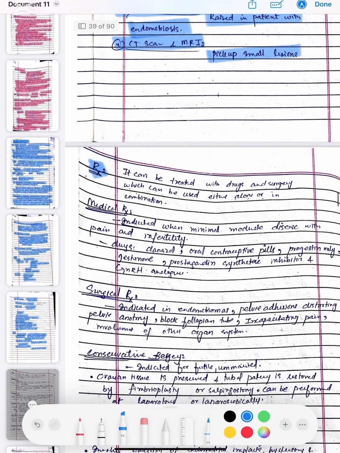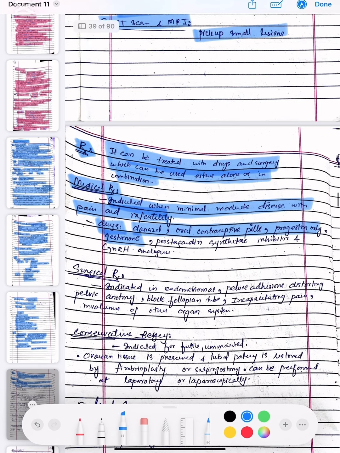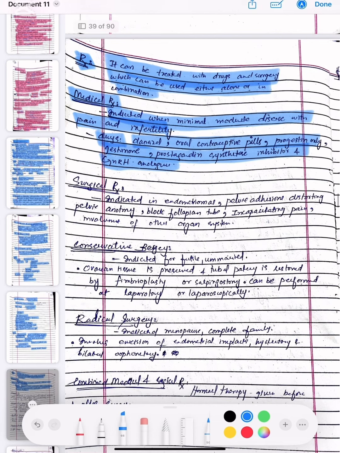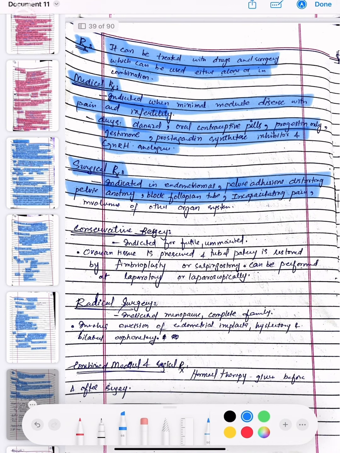The treatment options for endometriosis are drugs and surgery, which can be used alone or in combination. The medical treatment options are indicated when there is minimal to moderate disease with pain and infertility. Drugs like danazol, oral contraceptive pills, progestin only, gestrinone, prostaglandin synthase inhibitors, and gonadotrophin releasing hormone analogs are given. Surgical treatment is indicated in endometriomas, pelvic adhesions distorting pelvic anatomy, blocked fallopian tube, incapacitating pain, and involvement of other organ systems.